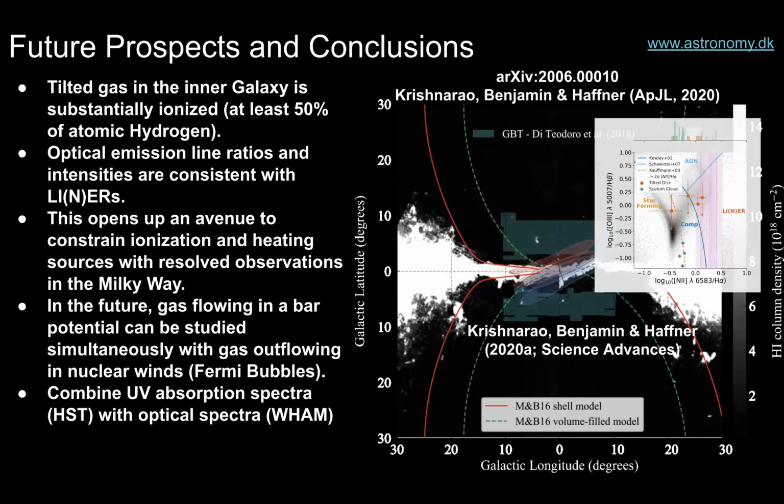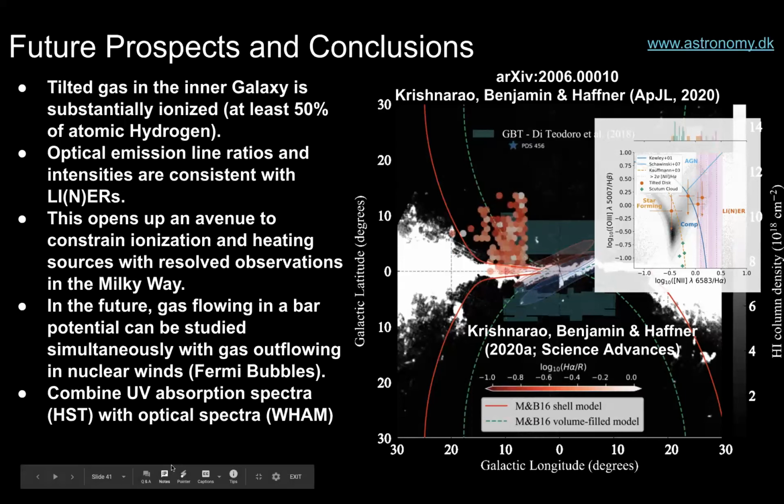And tying this back in with the tilted disk in the bar. Within the bar, there's a tilted disk structure in the inner galaxy that's substantially ionized. We think it's at least 50% ionized in terms of the atomic hydrogen. Here, the optical emission line ratios are more extreme and consistent with LINERs commonly seen in other galaxies. And this is really important because it opens up an entirely new avenue to constrain the mysterious sources of ionization and heating associated with LINERs, but we can do it from within the Milky Way, where we can actually start to resolve out individual sources and have more detailed models to understand the 3D distribution.